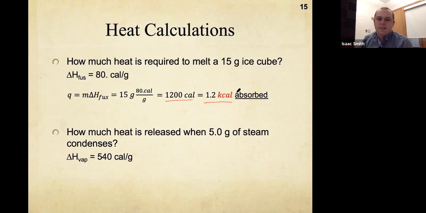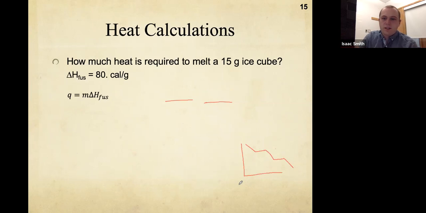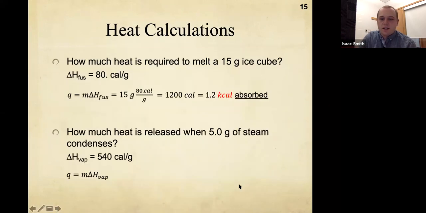How much heat is released when 5 grams of steam condenses? For this, you could draw a cooling curve. I think it's honestly easier just to remember one curve. So what I usually do is just draw a heating curve for all of them, and then I just move backwards. So here's my very rough heating curve.